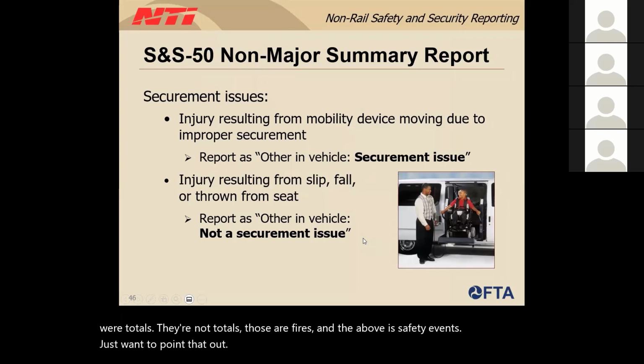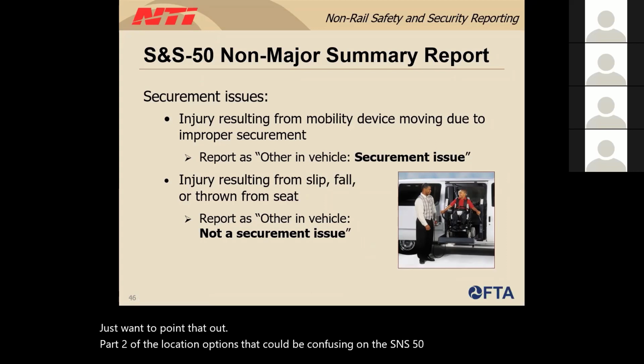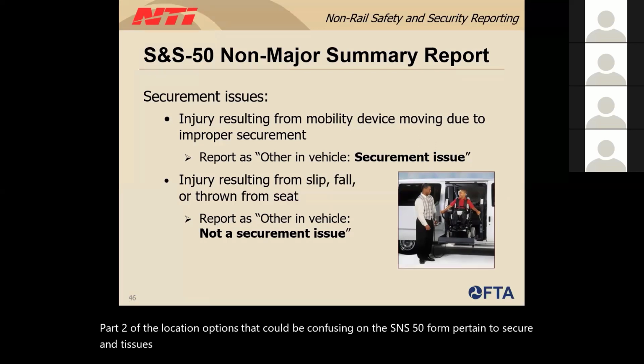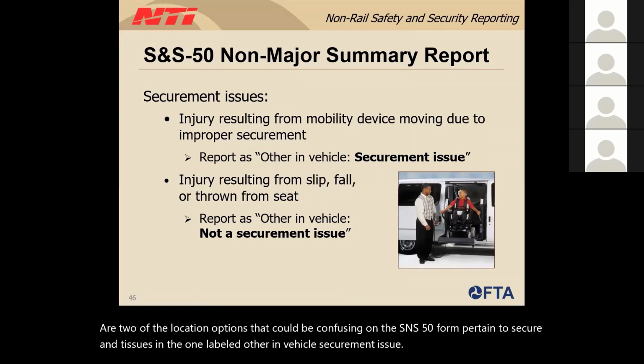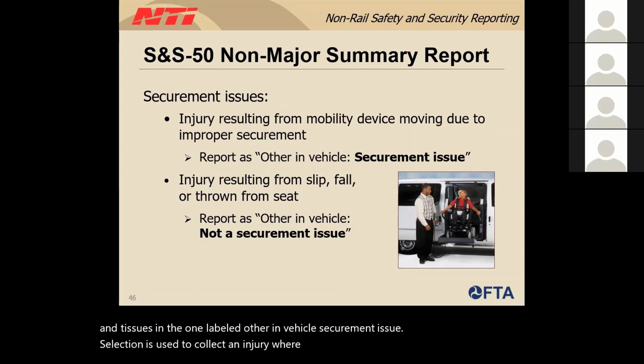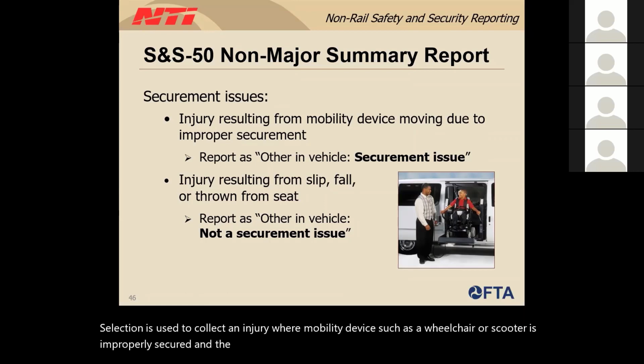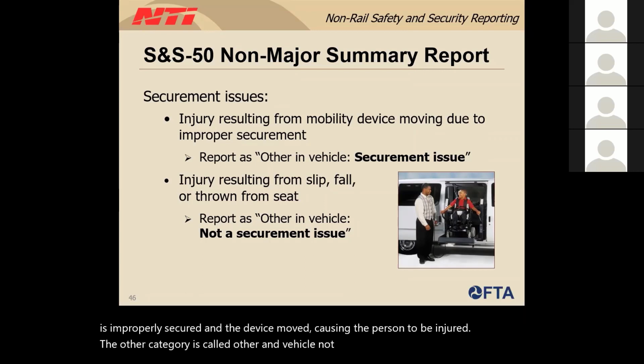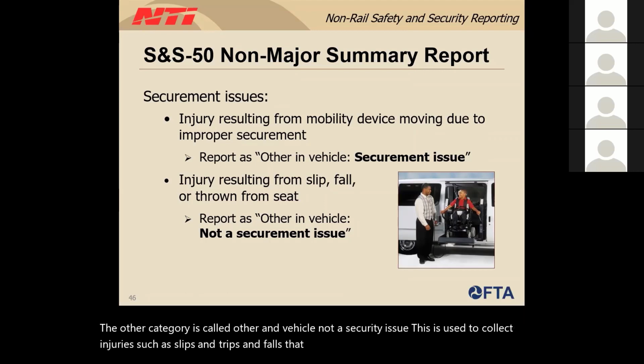Two of the location options that could be confusing on the SNS 50 form pertain to securement issues. The one labeled Other In-Vehicle Securement Issue is used to collect an injury where a mobility device, such as a wheelchair or a scooter, is improperly secured and the device moved, causing the person to be injured. The other category is called Other In-Vehicle Not a Securement Issue. This is used to collect injuries such as slips, trips, and falls that do not pertain to mobility devices, such as being thrown from a seat during a vehicle maneuver.